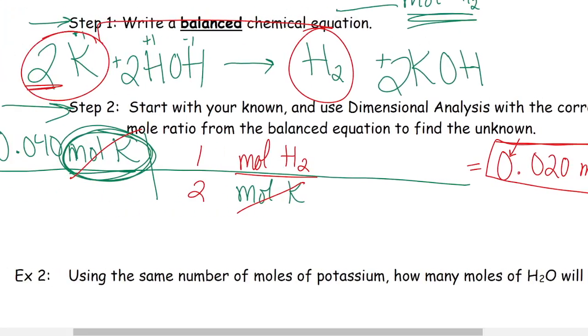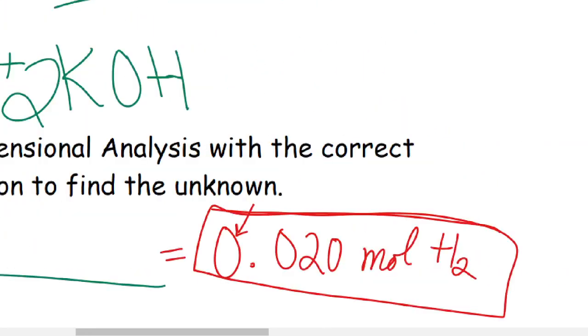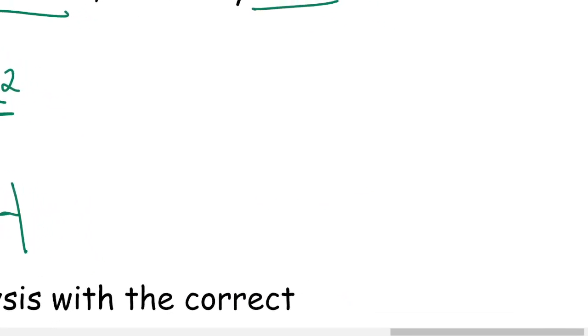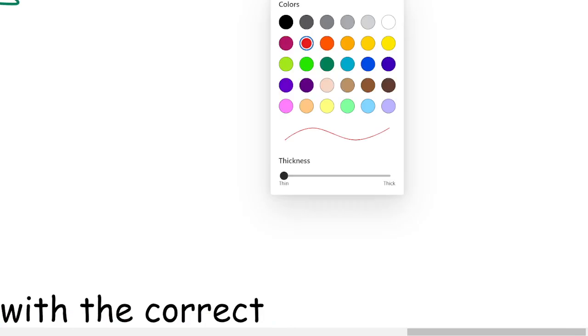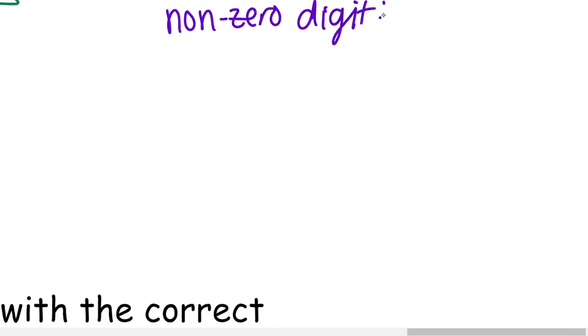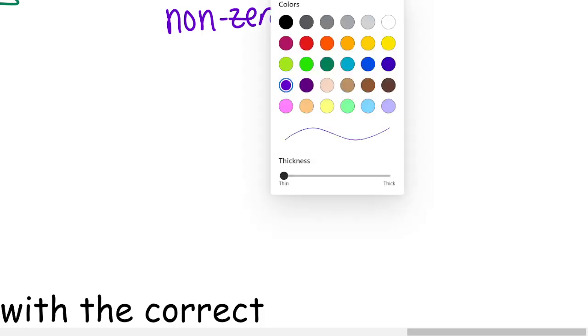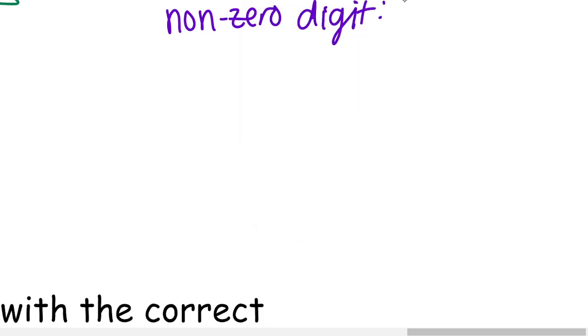No, so remember, he just said he remembers his sig fig rules, and here we are. All right, let's review them real quick. I'm going to zoom in a lot so that I have space to write on here. You all can use whatever you need. So first, if you have a non-zero digit, what's the rule? Significant, sometimes, always, never. Always significant.